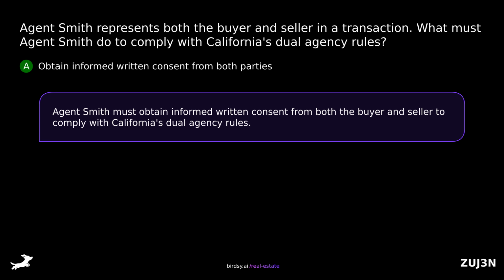Agent Smith must obtain informed written consent from both the buyer and seller to comply with California's dual agency rules.